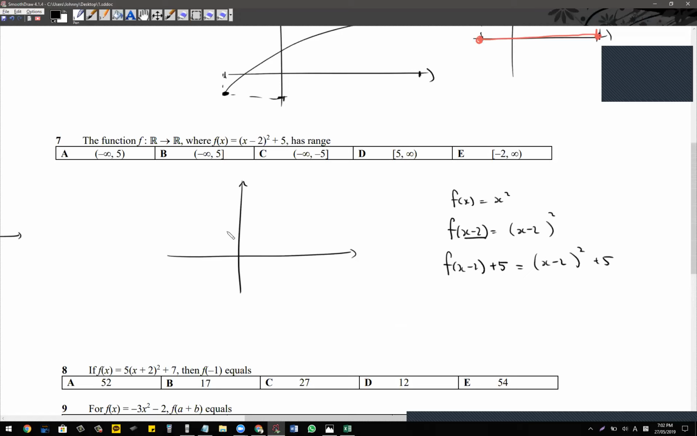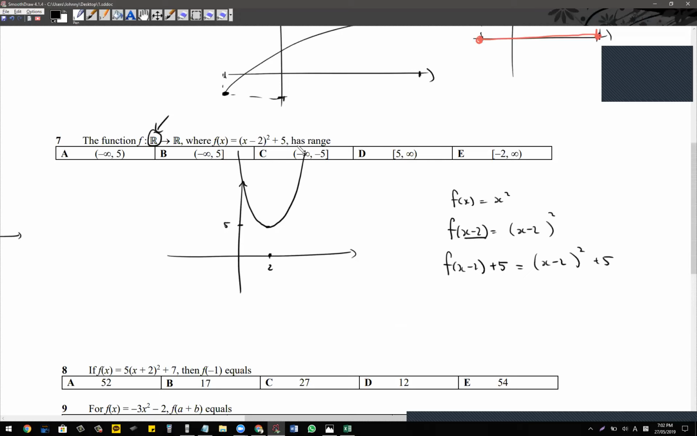That means this parabola was like this. It's moving to the right by 2 and then moving up by 5. So that's where it's going to be. So that's 2 and that's 5. And we're taking the maximal domain. We're taking as much x as possible. So that's negative infinity to infinity.